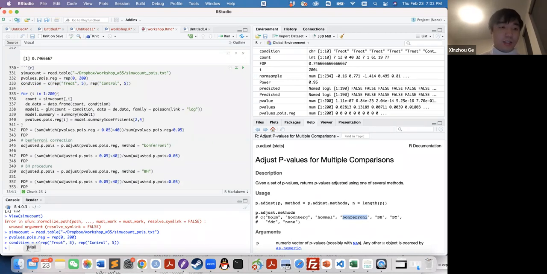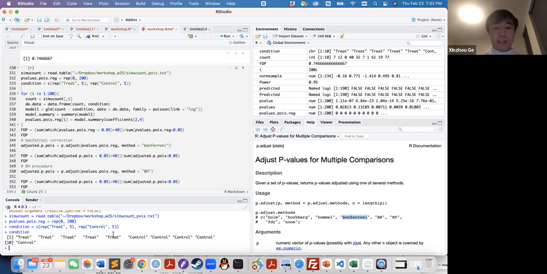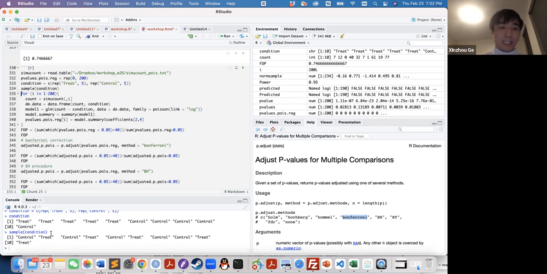So here the correct condition is first five treatment and next five control. This is the correct one. But after permutation, we can use the sample function to do a random permutation of this. So we can see that after permutation, the order of these 10 is totally random. So this condition is totally meaningless, and this is an incorrect condition. And from this incorrect condition, we should not expect to see any DE genes. So we just repeat this. We sample the condition and make it the condition for the regression.